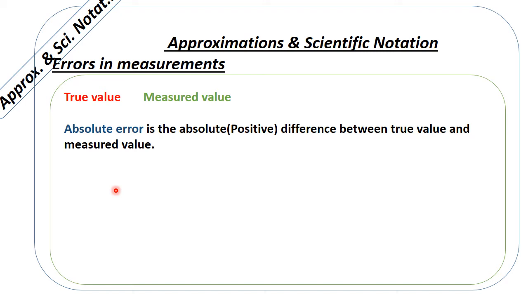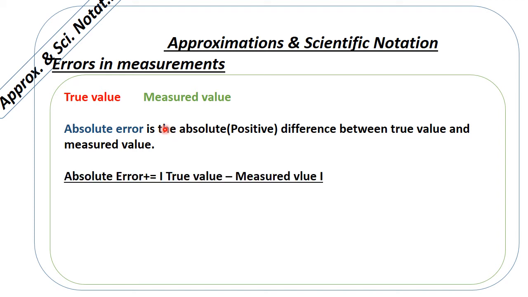So the differences are what are called errors. The first one is called the absolute error. The absolute error in a measurement is the positive difference between the true value and the measured value. The word absolute means positive. So if you subtract the true value and the measured value, what you're going to get is the absolute error. But the answer should always be positive. If it is negative, you forget about the negative.